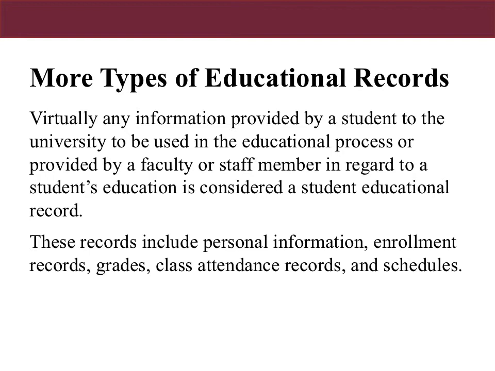Virtually any information provided by a student to the university to be used in the educational process or provided by a faculty or staff member in regard to a student's education is considered a student educational record. These records include personal information, enrollment records, grades, class attendance records, and schedules.